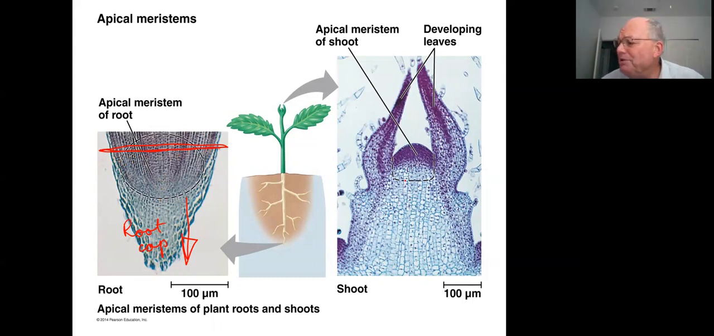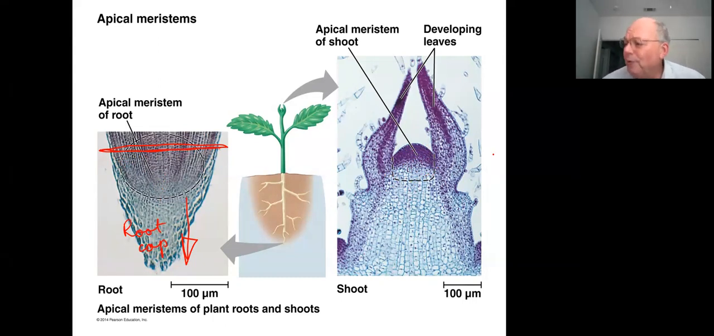Same thing happens in the stem. You've got the meristem right in behind the apex of the shoot. One cell remains in the meristem after each cell division. The other differentiates into part of the stem on the basis of where it's located.